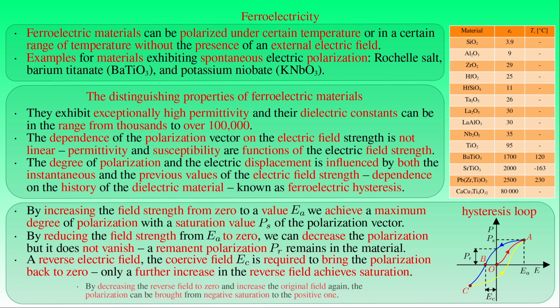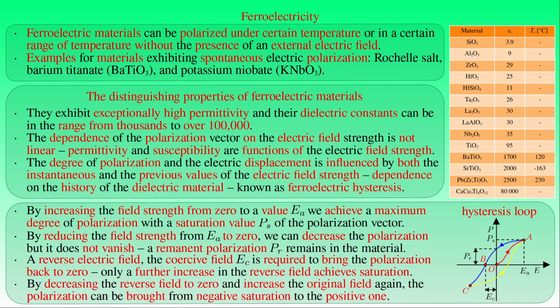If we decrease the reverse field applied to the material so that it vanishes and then increase it in its initial direction again, then we obtain the yellow curve between the points C and A. The hysteresis loop is formed by the blue and the yellow curves in the polarization versus field strength plot.